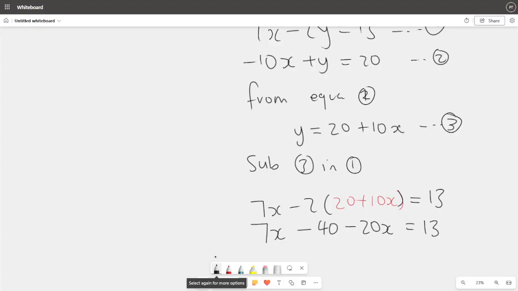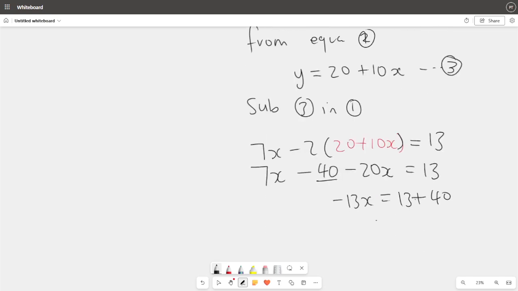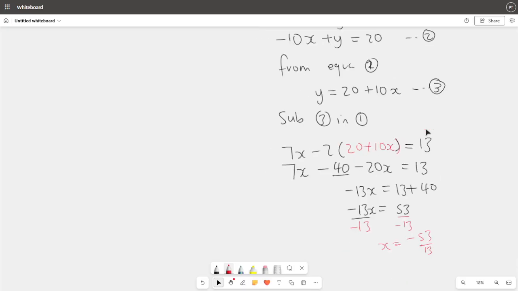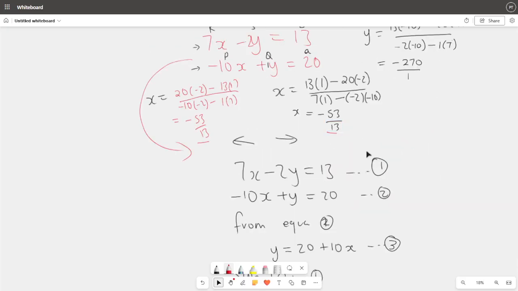Then what you're gonna do right here is you're gonna then add the following ones. You're gonna say negative 20 plus 7, which is gonna give you negative 13x, and then this side you have 13, and then when you transpose this negative 40 to the other side, you get plus 40, and then 40 plus 13 gives you what? 40 plus 13 gives you exactly 53. Then this side you have negative 13. When you divide both sides by negative 13, you get that x equals to negative 53 all over 13, which is practically the same value as we got from above. We get negative 53 over 13.